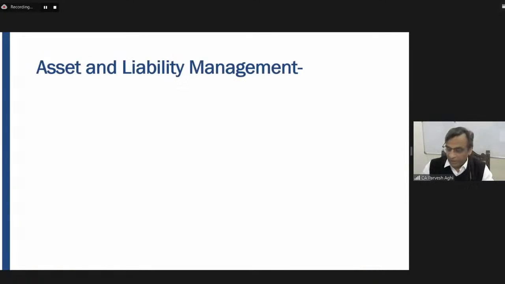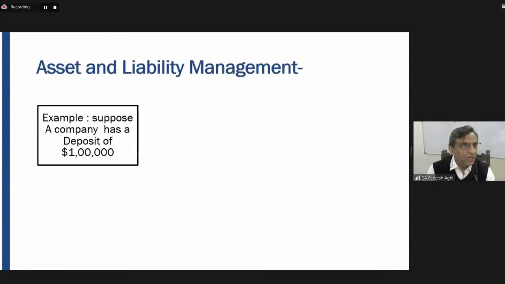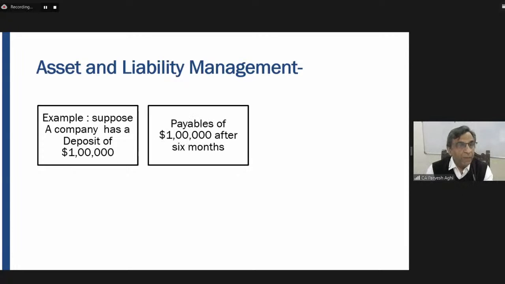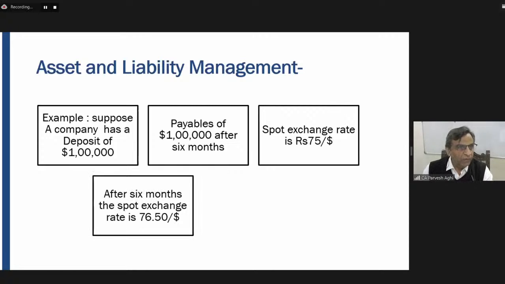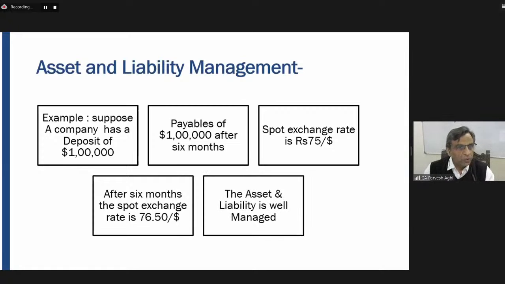So let's take an example. Suppose there's a company which has a deposit of $1 lakh and a payable of $1 lakh after 6 months. And the deposit is also there for 6 months. So you have an asset and liability of $1 lakh each. Now the spot rate is 75. After 6 months, even if the spot rate on that day goes up to 76.50, your asset and liability is well managed. So this is a very simple example to cover that.